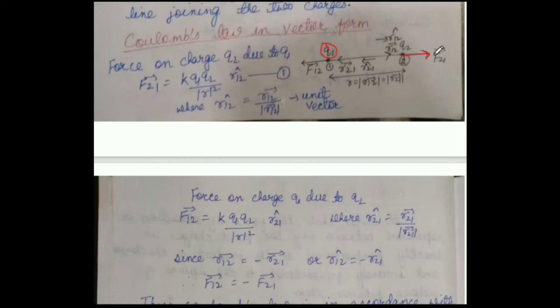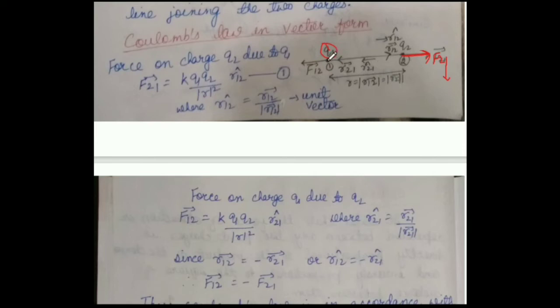This is F21. F21 means force on the second charge due to which charge? First charge. The first charge exerts force on the second charge. So the second charge experiences some force, that is F21. F21 means force experienced by charge Q2 due to charge Q1. And the direction of force is this one, right? And you know the distance between these two is R. So in vector form you can write the magnitude of R12 or R21. Both are the same.